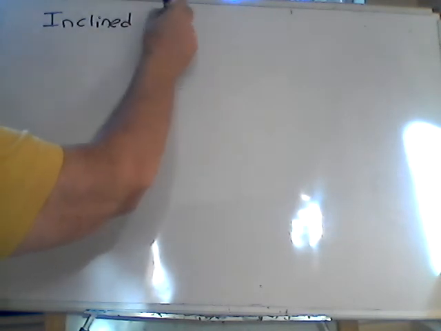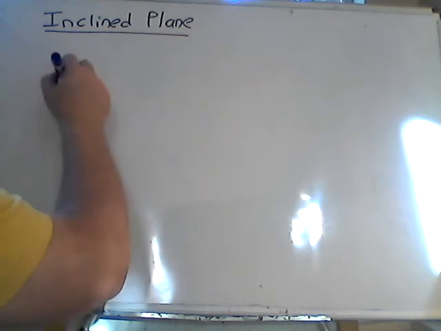Okay, so now I'm going to go to a little bit more advanced. What I'm going to look at now is inclined plane problems. The inclined plane is like a wedge. It's one of the seven major machines from the Renaissance. But essentially, it's something that allows you a mechanical advantage. We're not going to worry about that right now.